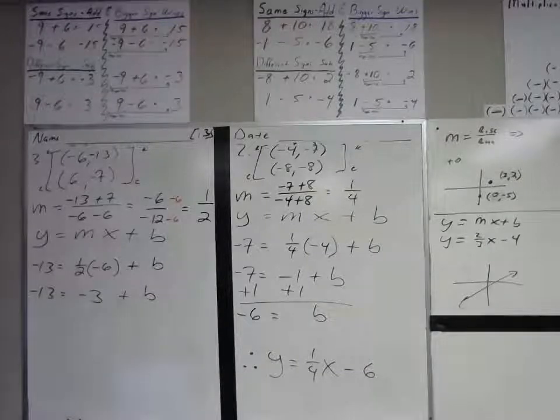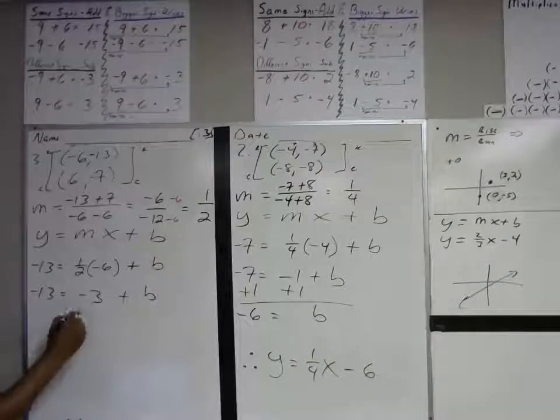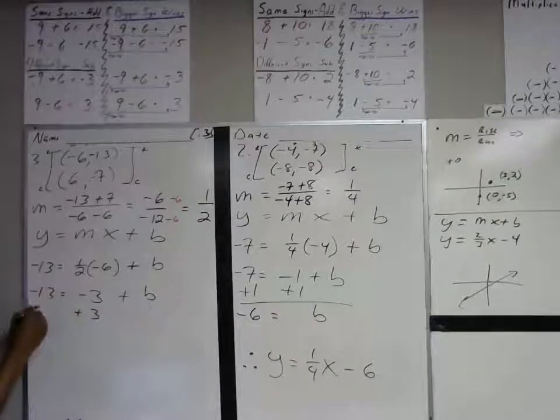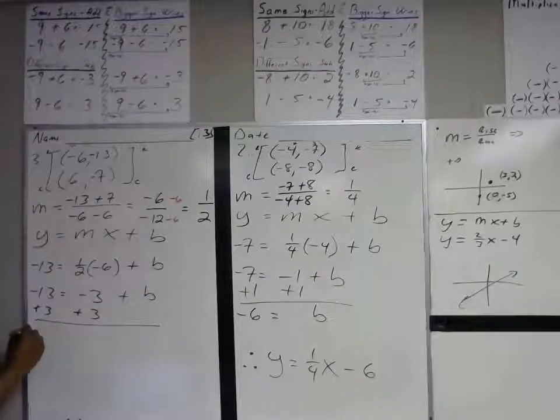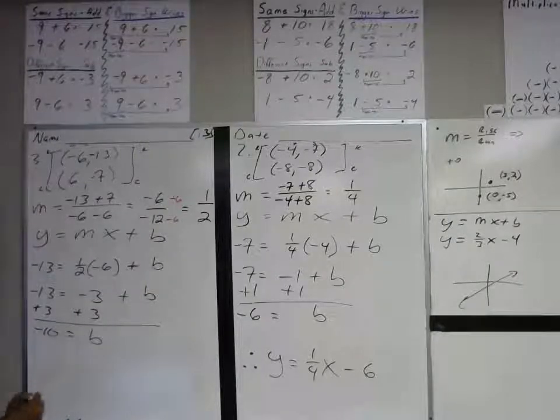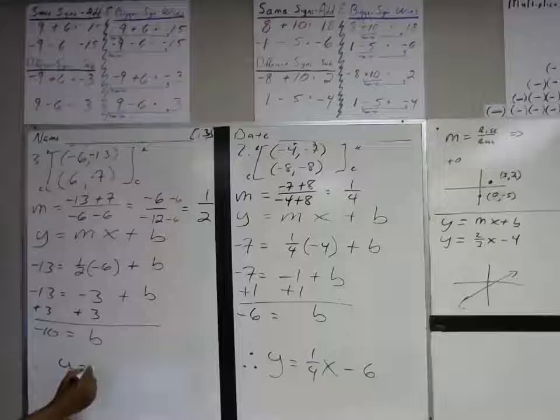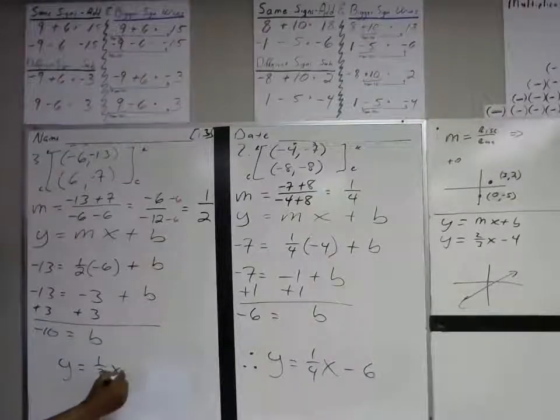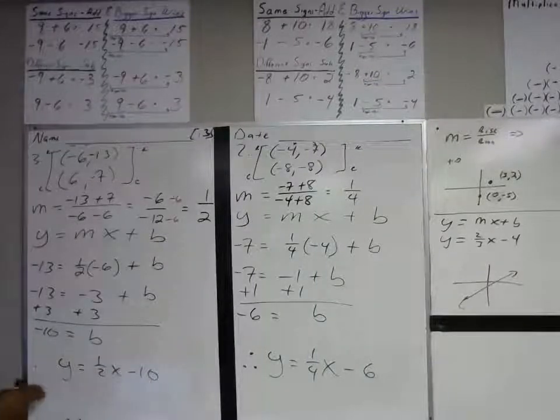All right. Beckett, finish this out for me. Add 3 to the 3 on the right side, and then add 3 to the left side. Got it? And then you get -10 equals B. Well done. So, conclusion is, class, therefore, y equals 1/2 x minus 10. That was the original equation. We went back in time and found it.